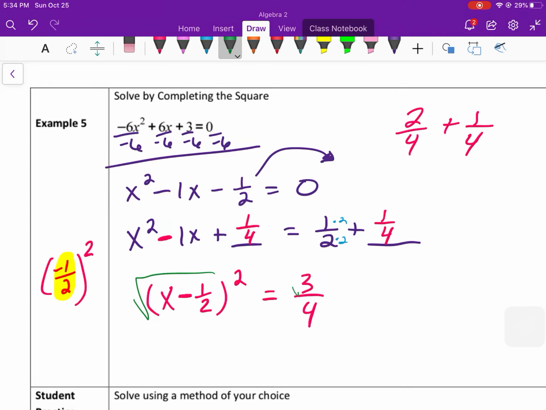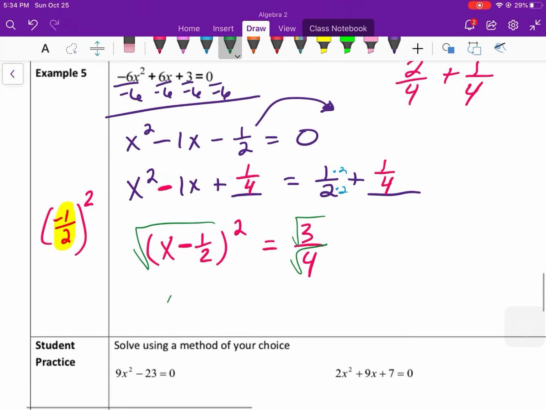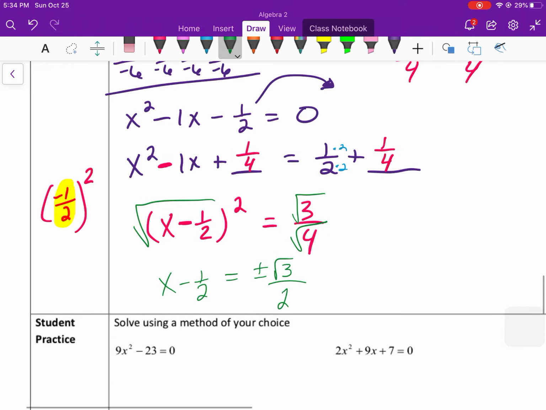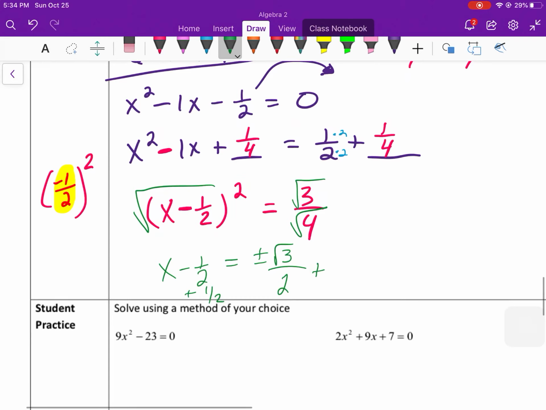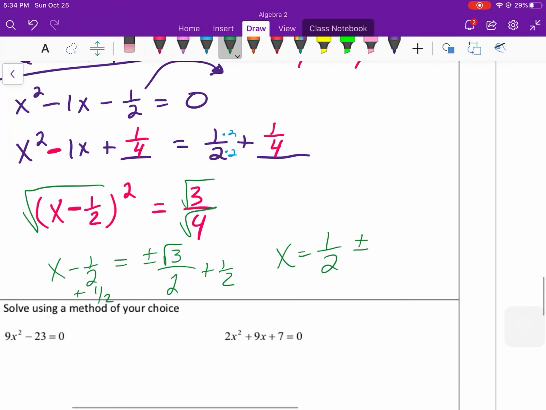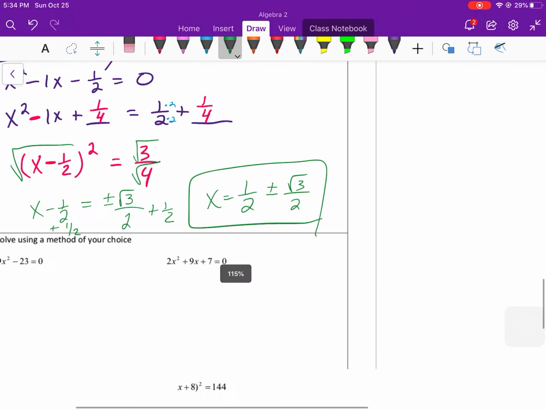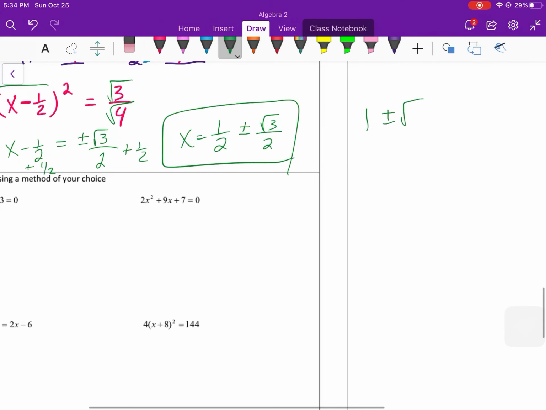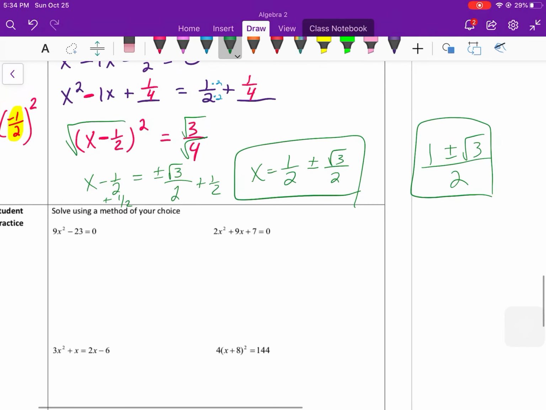Then when we take the square root, we square root the fraction, the top and bottom separately. So it'll be x minus a half equals plus or minus the square root of 3, which is a decimal, 1.7 something, over the square root of 4, which is 2. Then add a half to both sides, and I will accept the answer as 1/2 plus or minus the square root of 3 over 2. Technically, since these do have the same denominator, you could say it's 1 plus or minus the square root of 3 all over 2 if you wanted to add them together. So either one is just fine.